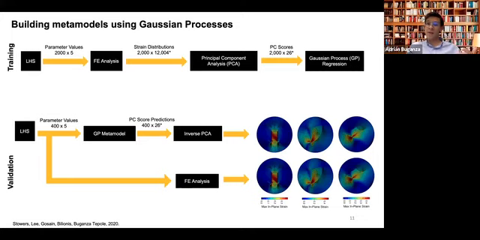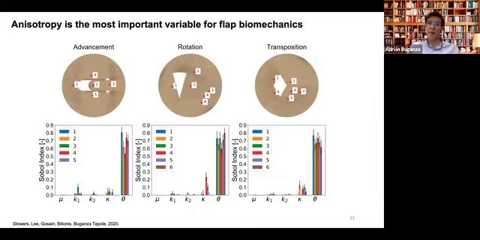And again, once you have the surrogate, you can ask these interesting questions about what the effect is of these different parameters. One of the things that you can do is a global sensitivity analysis. And doing this global sensitivity analysis at these points that we consider to be critical, we find that the direction of anisotropy is the most important factor.